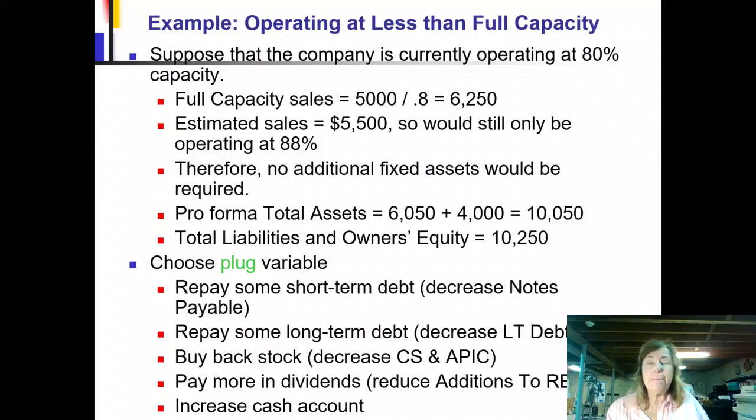Now, operating at 80% capacity is not a magic number. I'm just giving you an example. But I will tell you, when I was treasurer of a manufacturing firm, we had a lot of sales that was just temporary.